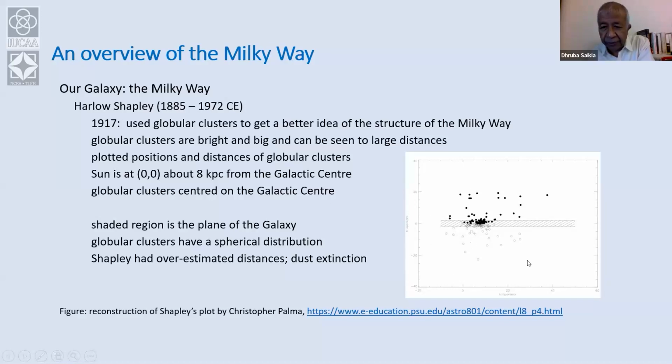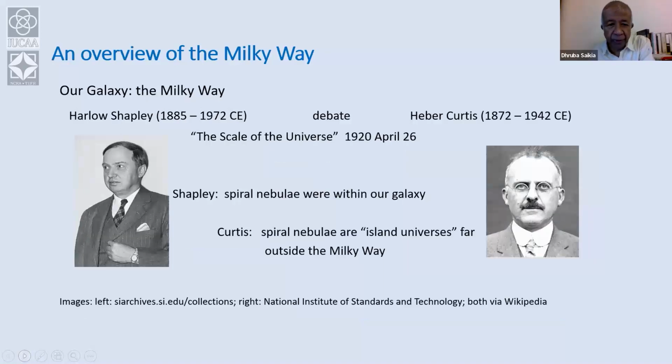These globular clusters were roughly spherically distributed around a point about 8 kiloparsecs away. 1 parsec is about 3 light years. So 8,000 parsecs would be about 24,000 or 25,000 light years away. So that was the center of the galaxy, and we are in a very nondescript part of the galaxy. Not only did we get dethroned from being the center of the solar system, but we are also not in any special location in our galaxy, about 25,000 light years, or 8 kiloparsecs, away.